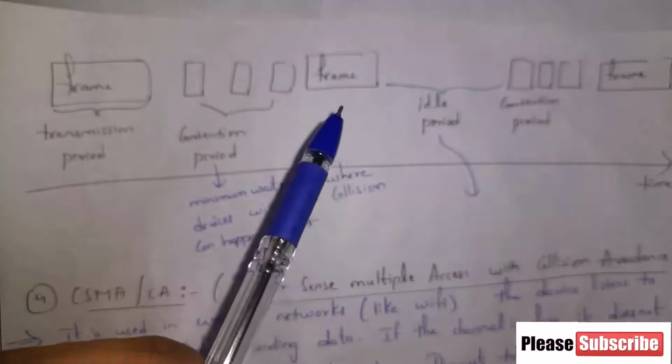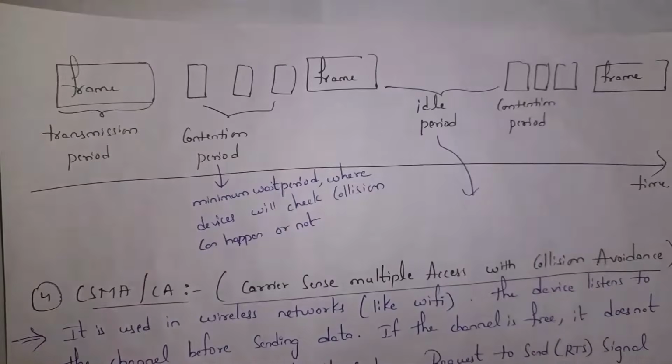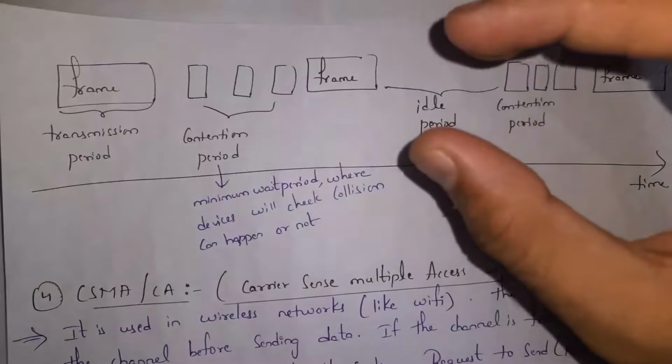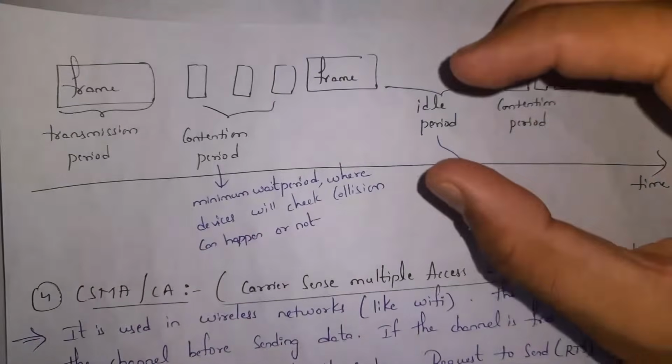Just for example, there are multiple devices which want to send data at the same time. So before sending data, all devices will wait. As all devices are waiting at the same time and they are not sending data, in this particular time period there will not be any data transfer. We call this time period the idle period.